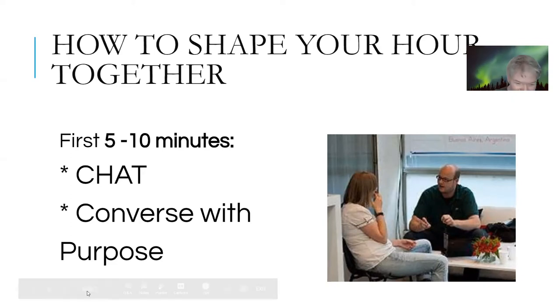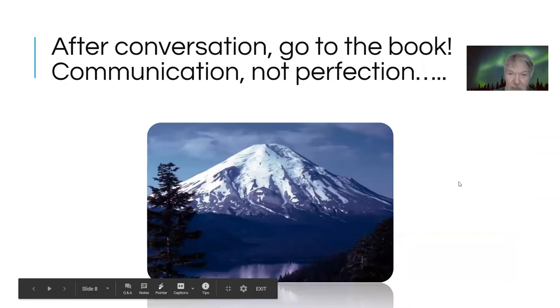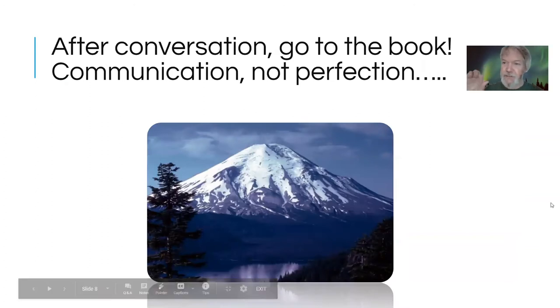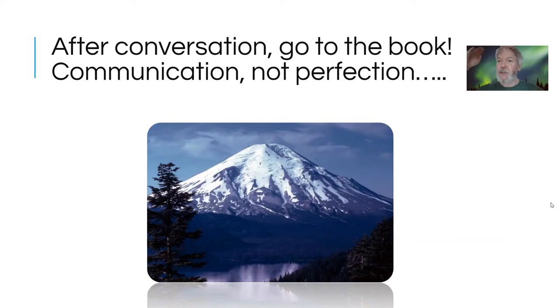Next slide. So after you converse, you're chatting with a purpose, then you can go to the book, I would say. That would be a best practice. Again, there it is on the screen. Our goal, the mountaintop, is to get what's in our brains and communicate that to someone else so they can understand what you want them to understand. So even if it's faulty, even if the grammar isn't correct, they're making themselves understood and they get their needs met, let's say, at a basic level in English.